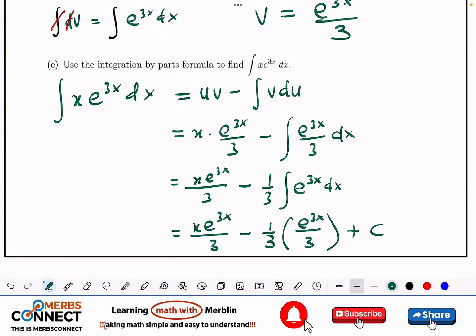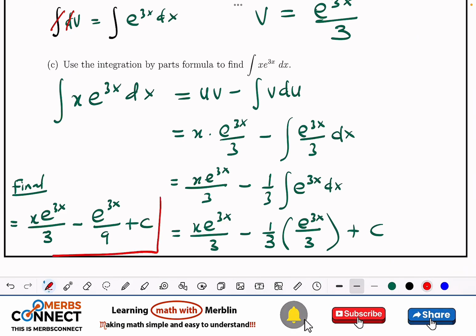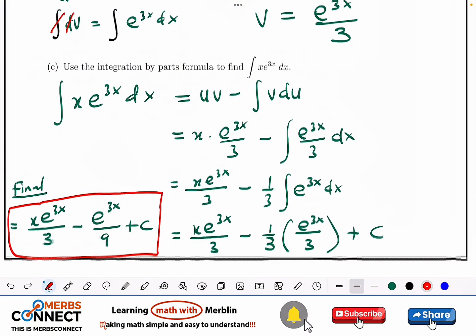Yes, so this is what you're going to get. And then if you want to do the final simplification, I can put the final simplification here. So finally, we are going to have x e to the power 3x divided by 3 minus, 3 times 3 is going to give us 9, so e to the power 3x over 9 plus c. So this will be the final result for the integration.